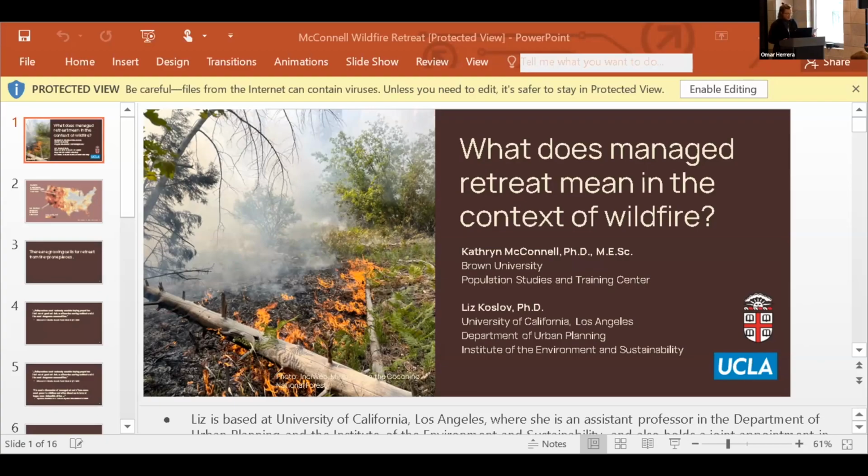They're not far removed, and they're not just academic questions for Liz and I. As we started doing this work together, we noticed that in much of the academic literature on managed retreat, there are often gestures to wildfire, among other hazards, but there's been really scarce empirical attention to what managed retreat actually looks like in the context of wildfire.